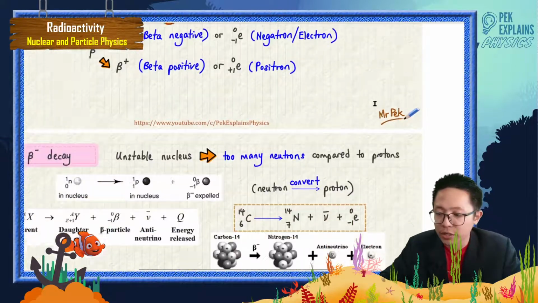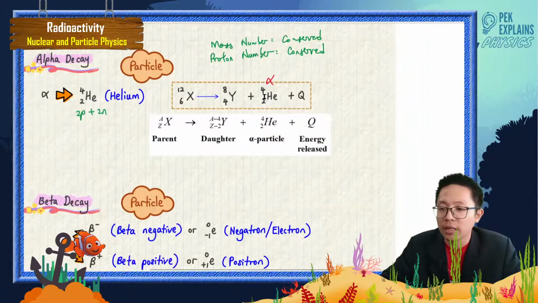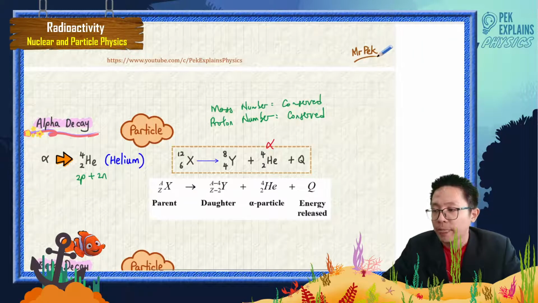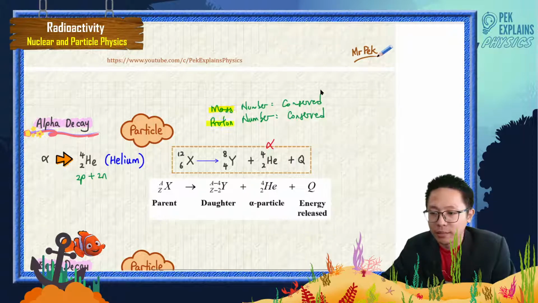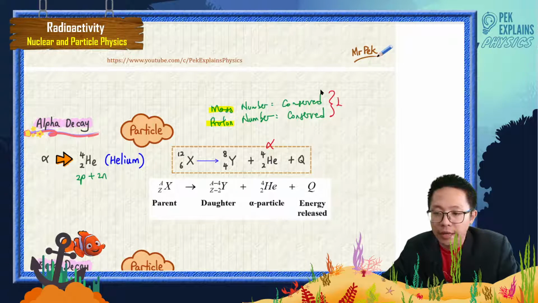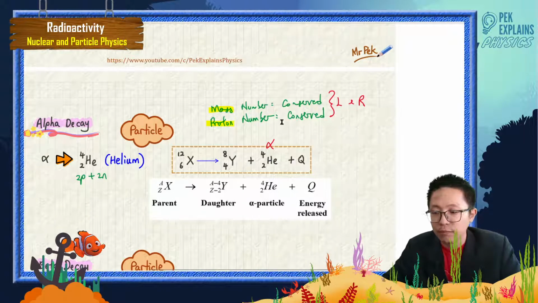For all reactions, it is like that. For all reactions, you must always check these two: the mass number and the proton number. They must be conserved on both left and right. Understand? They must be conserved on both left and right.